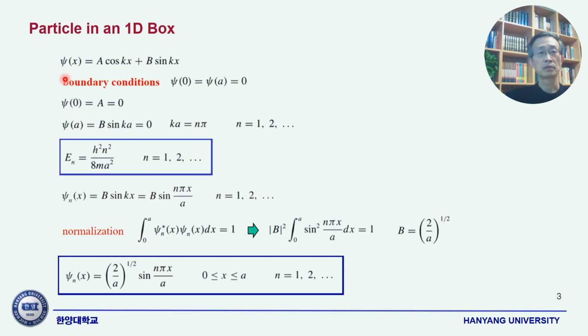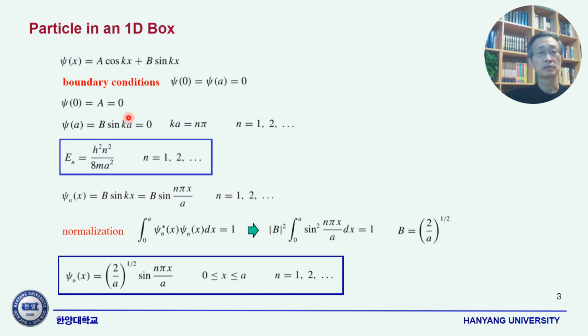And then let's look at psi of a. A was 0 by this, and then b sine ka, this must be 0 for the boundary condition. Okay, all right, so in order for b sine ka to equal 0, b must not be 0, because otherwise there is no particle. So sine ka is 0 when this ka term is a multiple of pi, such as 0 pi, 1 pi, 2 pi, 3 pi, like that.